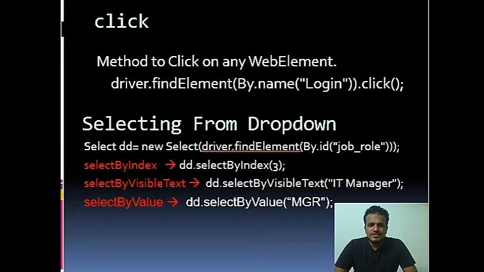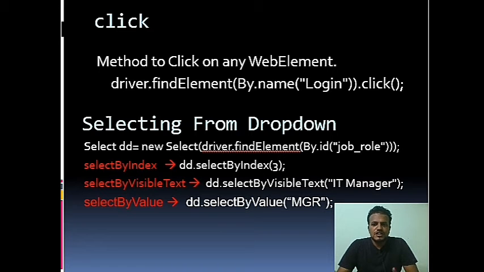The next method that we need to see on a web element is click. Click can be performed on any web element. Navigate to the web element, that is driver.findElement(By. Here I have used name for you to understand where it gets changed. Name, and then login is the name attribute given for that particular field, and then .click() is going to perform the action of click on the particular web element.